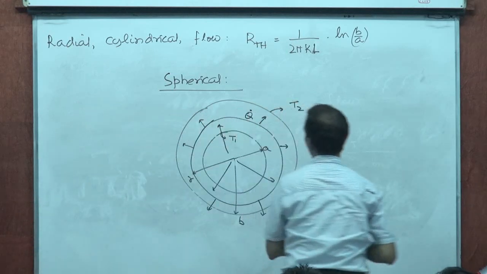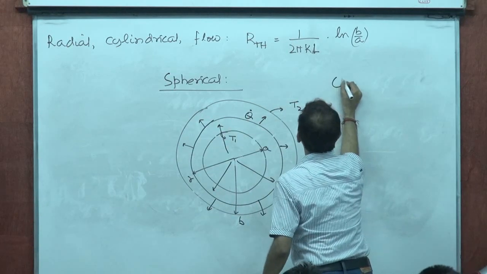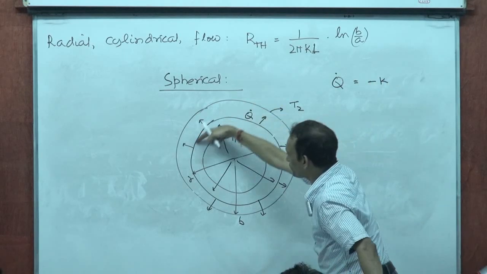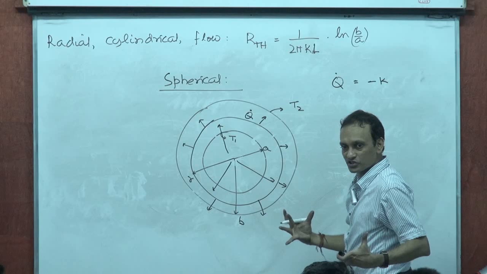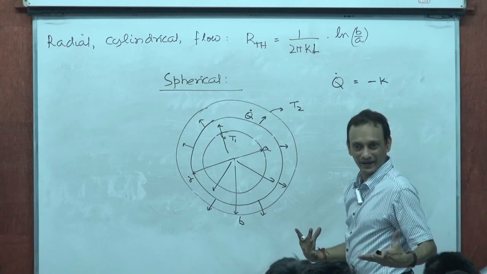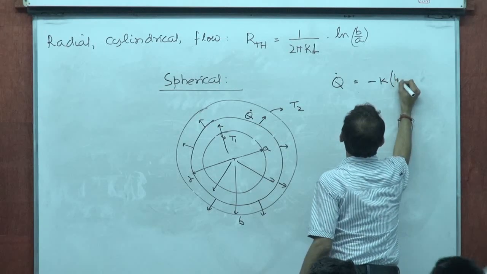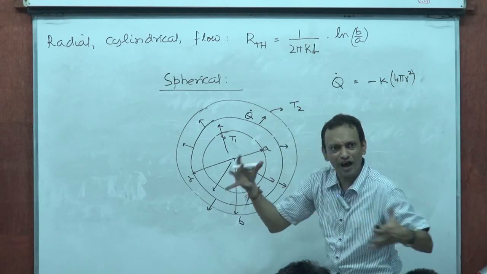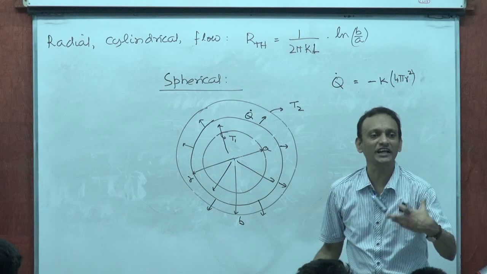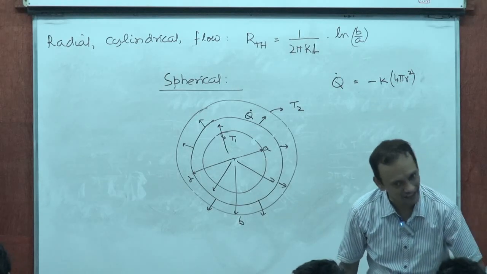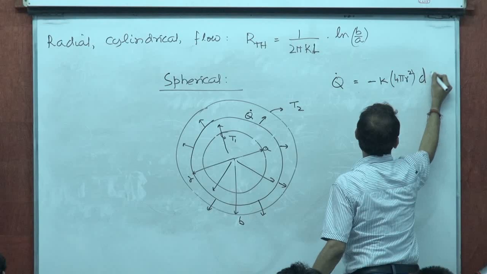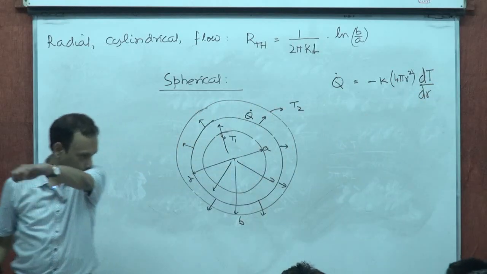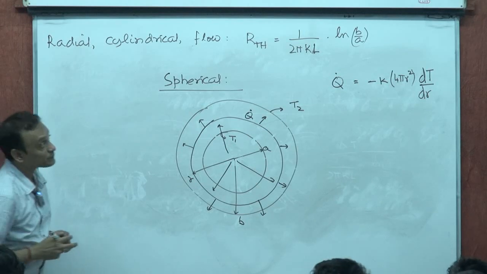Then can I say that Q dot would be minus K. What would be the area through which it's going to be flowing? 4 pi r squared. And T would be a function of r in this case, and the temperature gradient at r is going to be dT dr. Does it make sense to you?